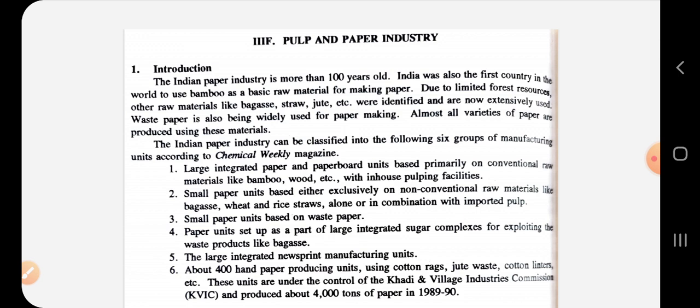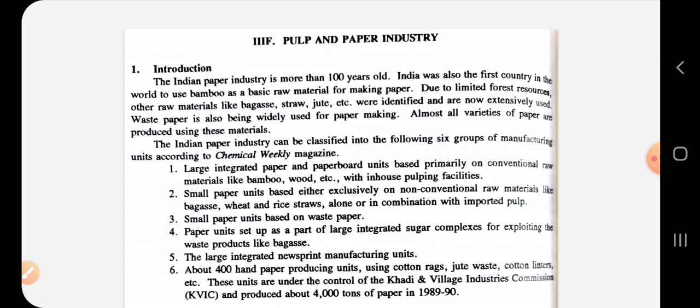Second is small paper units based either exclusively on non-conventional materials or in combination with imported pulp. So these are small scale industries which use non-conventional raw materials such as bagasse, wheat, rye and rice straws. Third is small paper units based on waste paper. So these are recycling units. Basically, they use the waste paper and recycle it and make new paper.